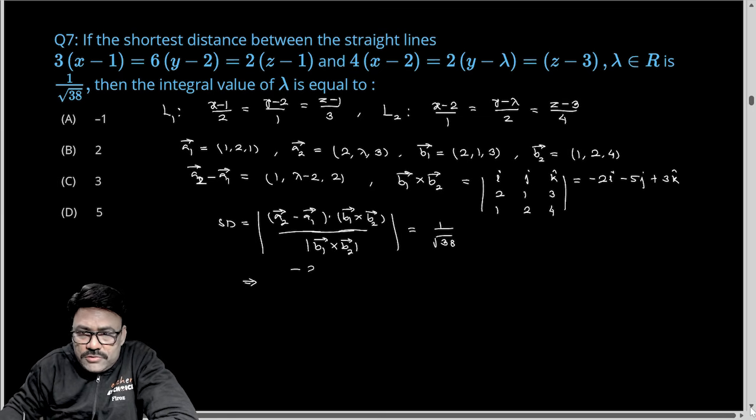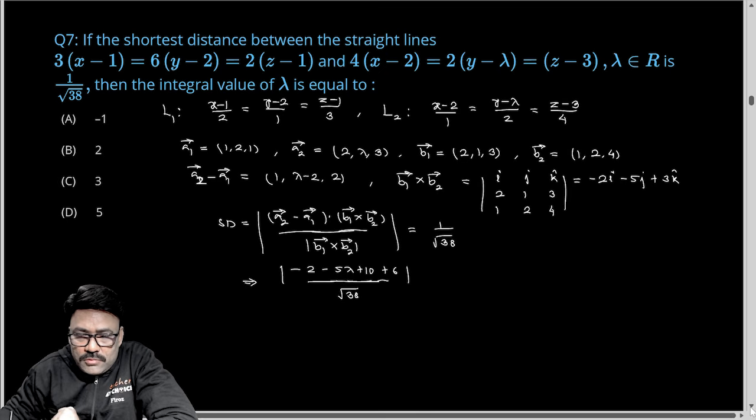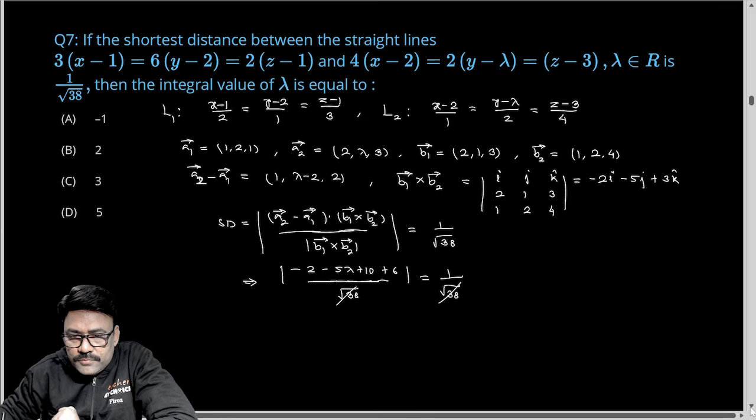You will get minus 2, minus 5 lambda plus 10 and plus 6. Minus 2 into 1, minus 5 into lambda minus 2, that is minus 5 lambda plus 10 plus 6, divided by mod B1 cross B2. Mod B1 cross B2 is root of 4 plus 25 plus 9, root 38 only. And with the mod value, this is equal to 1 by root 38. So this root 38 disappears.